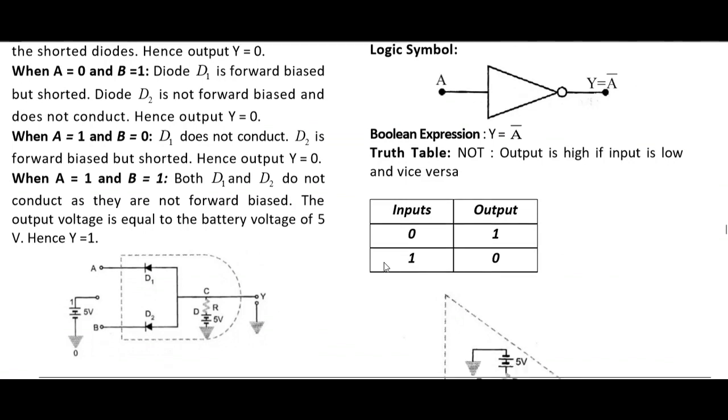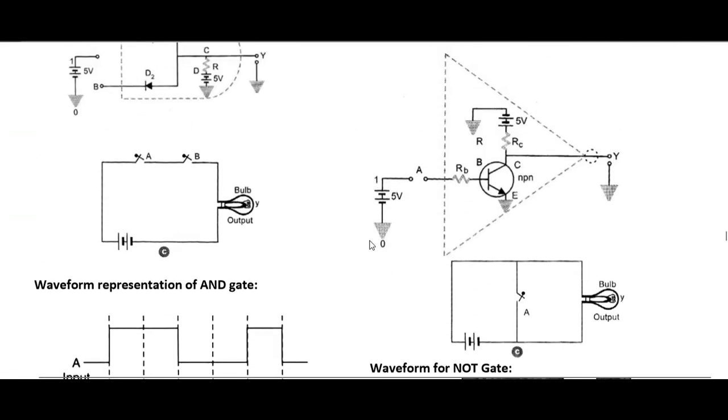This is the DTL implementation, which I will skip for the time being. I will give you the switch representation of the AND gate. Now we have two switches in series. Two switches in series represent the AND gate and two switches in parallel represent the OR gate. If both A and B are closed, then and only then the bulb will glow. If either of them is not closed, then the bulb will not glow. This is the essence of the AND gate. If all the inputs are high, then and only then output will be high.